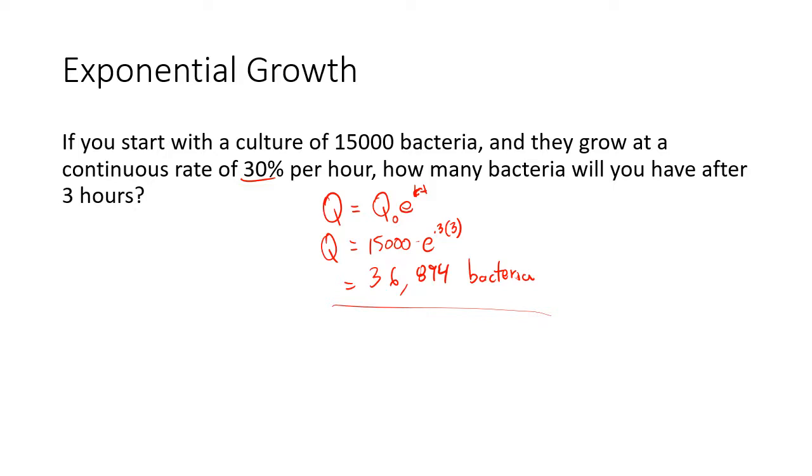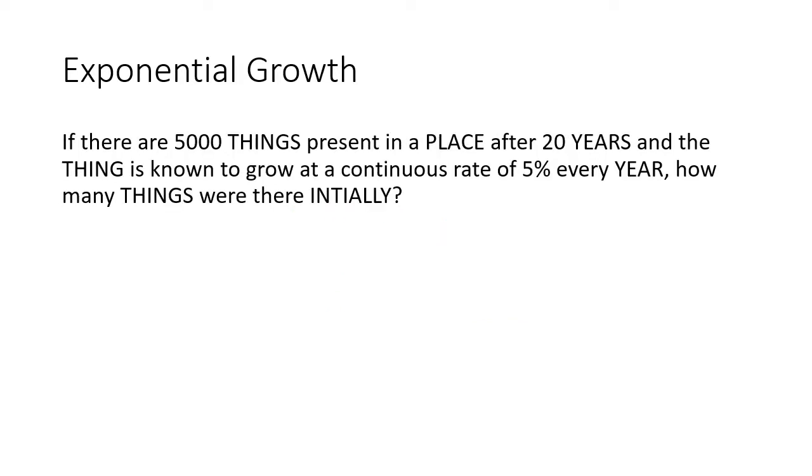Let's look at a similar problem where we're trying to solve for a different variable. I've generalized this, because this kind of population growth applies to anything. It doesn't have to be bacteria. So if there are 5,000 things present in a place after 20 years, and the thing is known to grow at a continuous rate of 5% every year, how many things were there initially? Something important to note here is that these units have to match. If they don't match, you have to adjust.